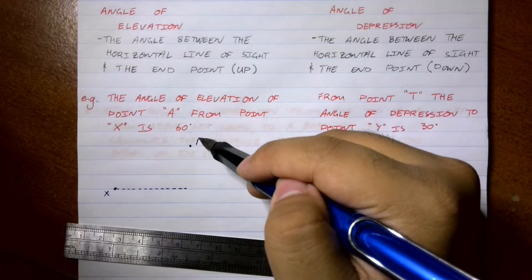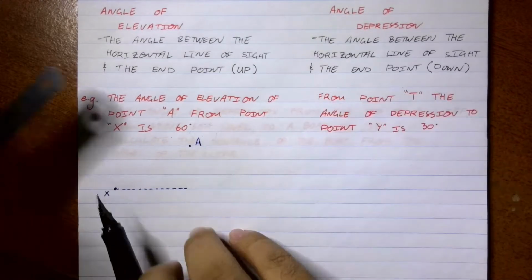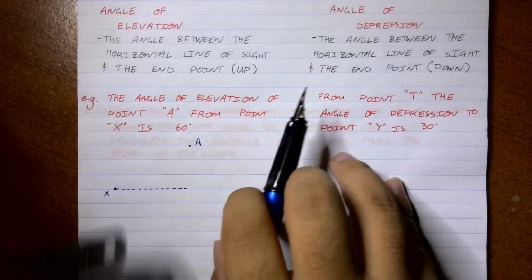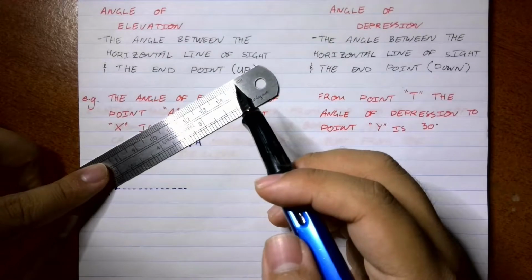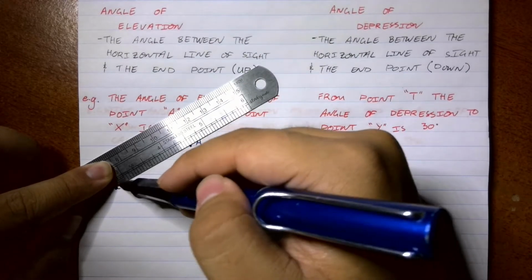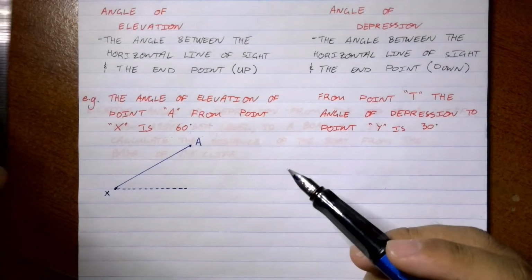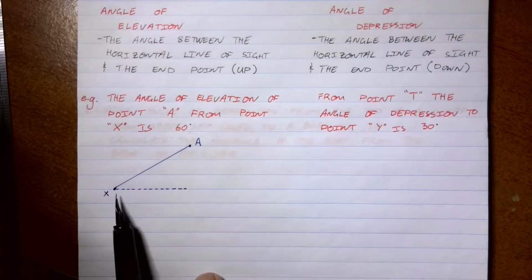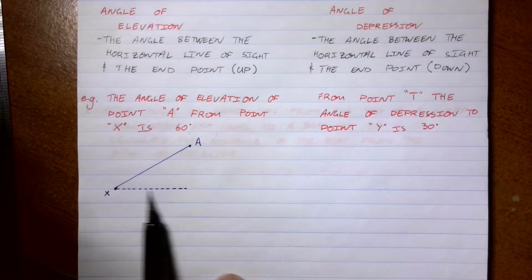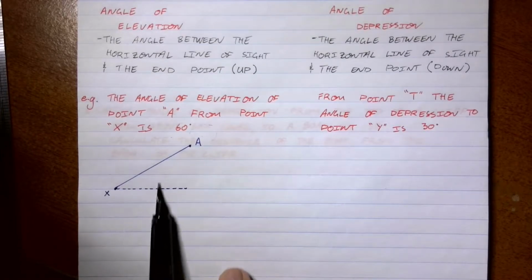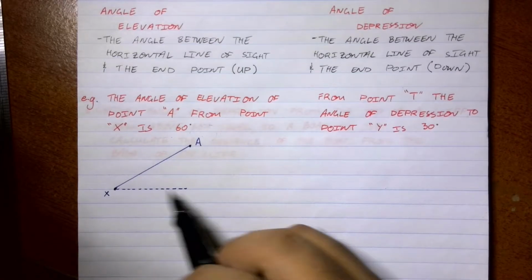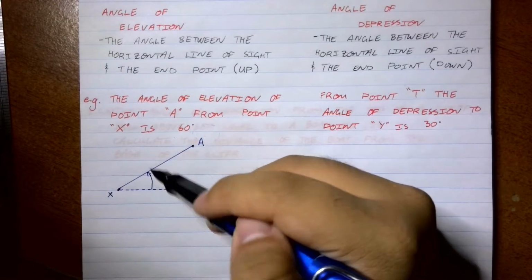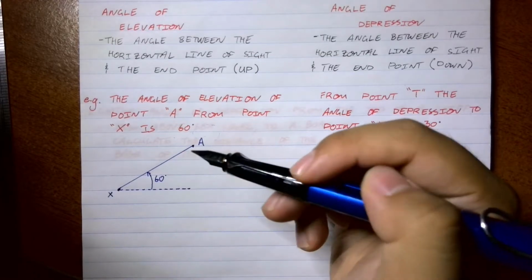So this here is point A. So this person was looking straight, but then they elevated their view. So now it is looking at point A, like so. And remember, the angle of elevation is between the horizontal line of sight and the end point. So this is where they start. They looked upwards like so, up this way, and that is 60 degrees.